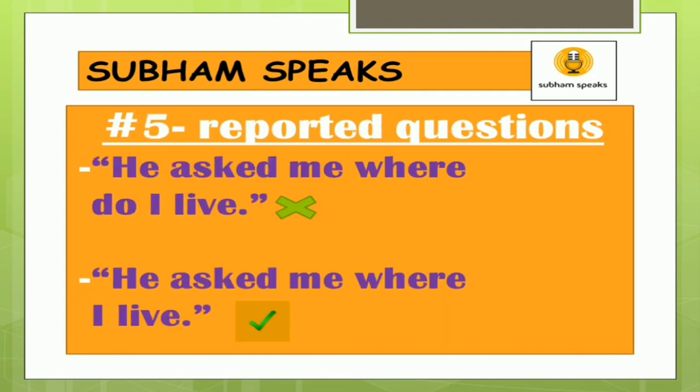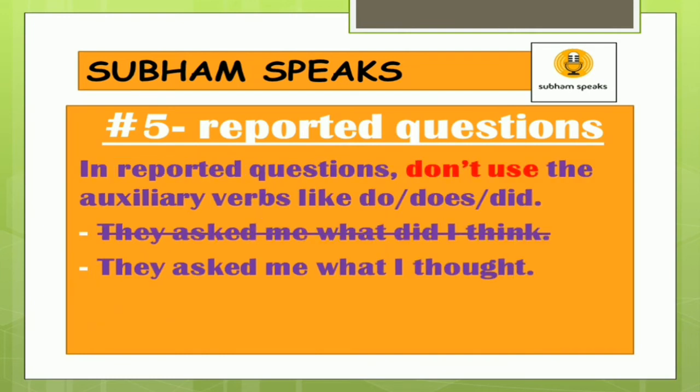Number 5. Reported questions. He asked me where do I live is incorrect. The correct sentence is he asked me where I live. This sentence is an example of a reported question. We are talking about a question someone asked in the past. In reported questions, don't use the auxiliary verbs like do, does, did. Here is another example. They asked me what did I think is incorrect. The correct sentence is they asked me what I thought.